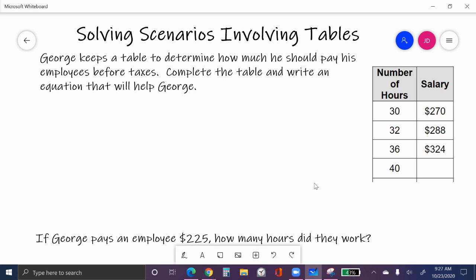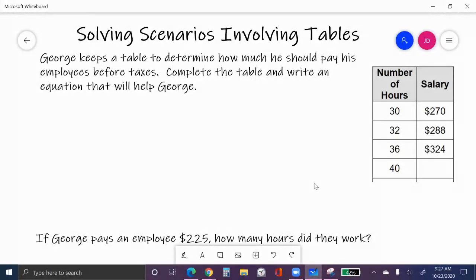In today's video, we're going to be solving scenarios involving tables. So we're going to be giving a real world scenario and a table accompanied with it and answer some questions and create a function rule just like we've done before and be able to solve a specific scenario.